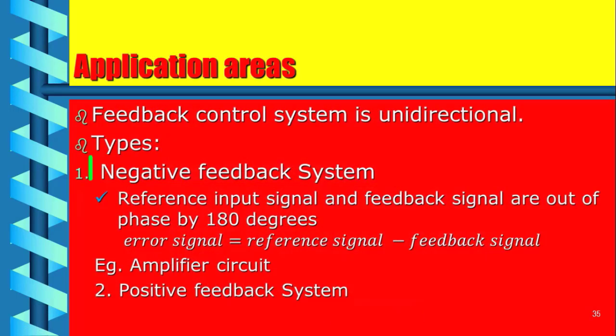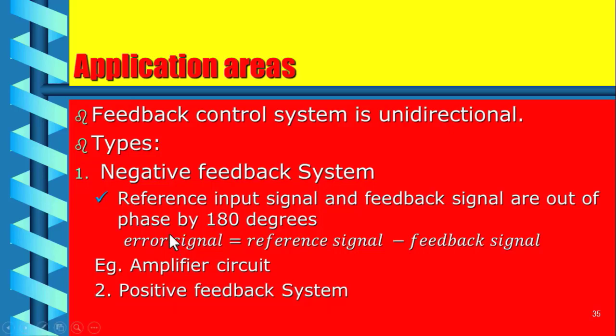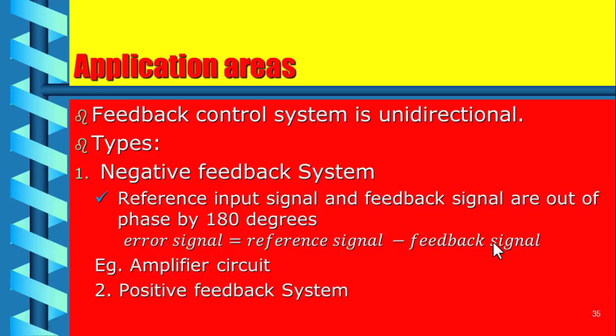We have two types of feedback system. One is the negative feedback system, or degenerative feedback system, and the other is the positive feedback system, or regenerative feedback system. In the case of a negative feedback system, the reference input signal and the feedback signal are out of phase by 180 degrees, so that the error signal is equal to the reference signal minus the feedback signal. An example of this is an amplifier circuit.